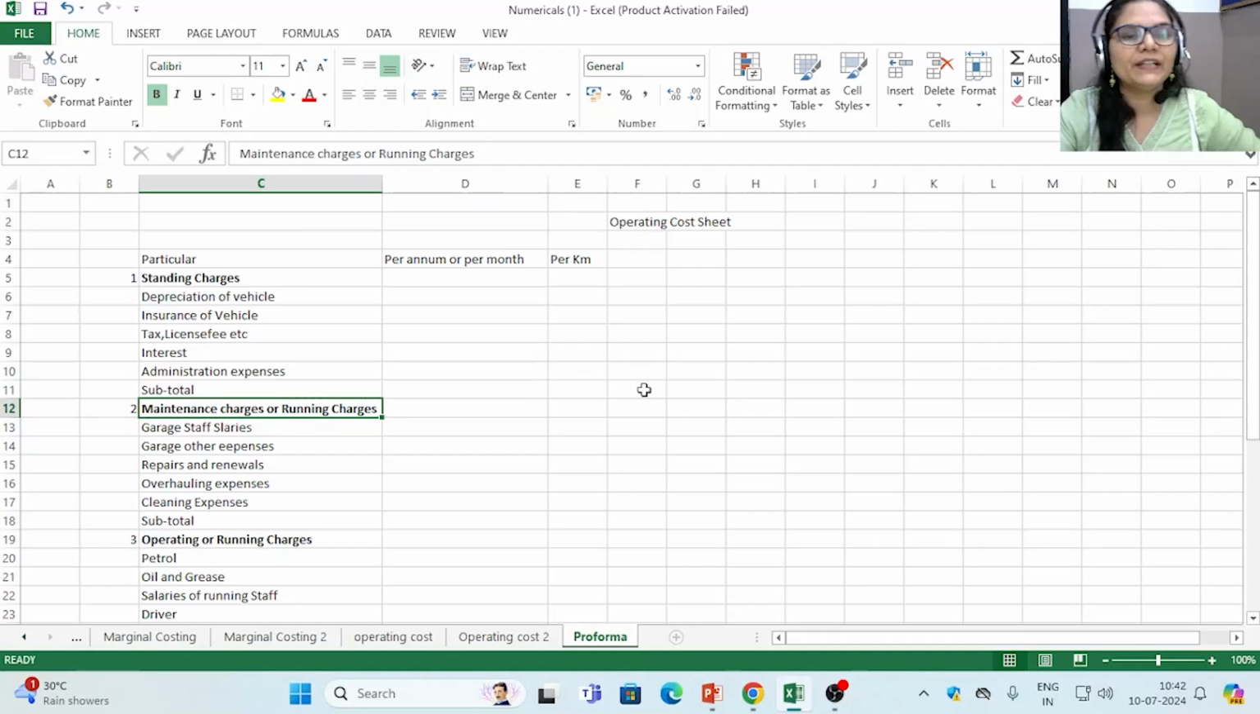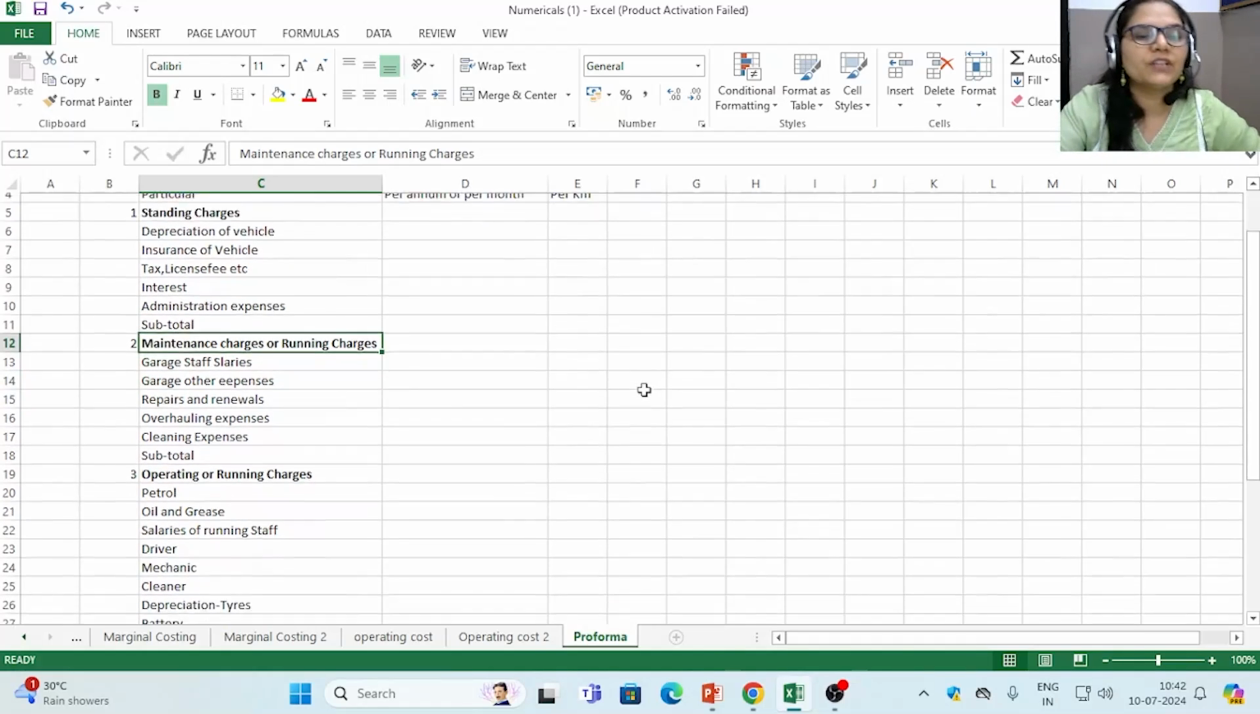Next is your maintenance or running charges. Maintenance charges are expenses incurred on the upkeep and on maintaining the vehicle in running condition. Examples are repairs and maintenance, renewal and overhauling of vehicles, cost of tires, garage expenses, salary and expenses of garage staff, consumable stores, and minor equipments. We have not shown them here, but they are part of your maintenance charges. So these are all your maintenance charges.